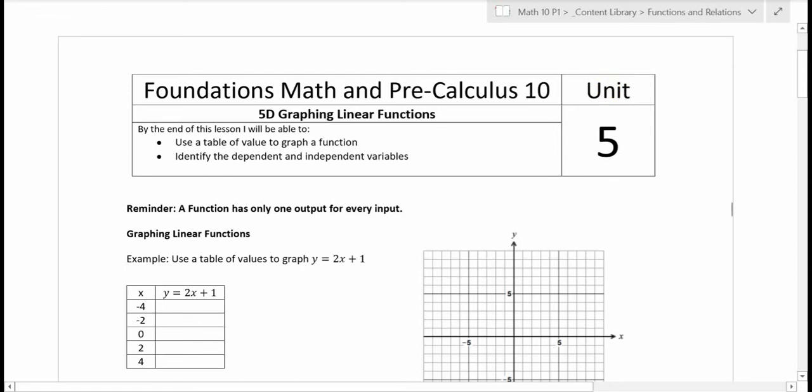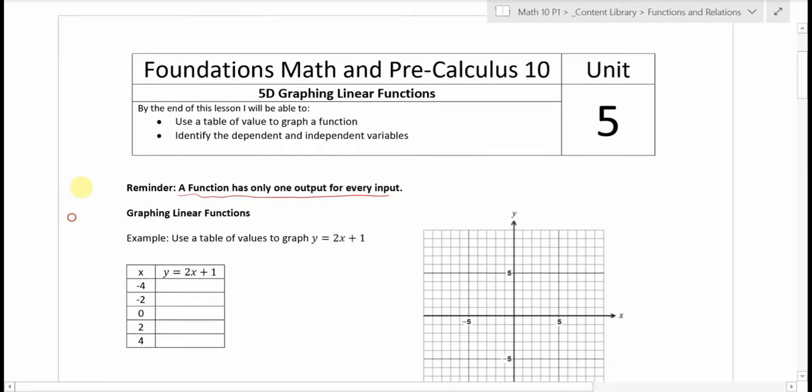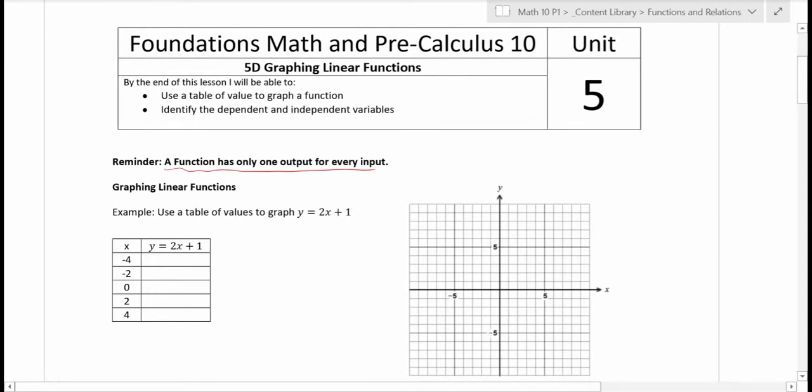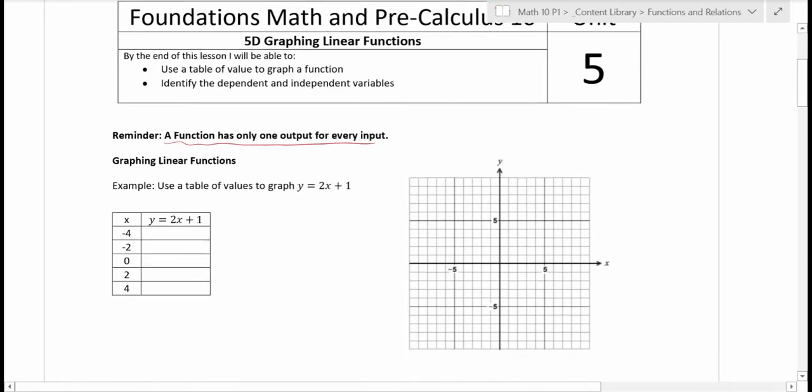Okay, welcome back to the fourth lesson of this unit, and we are going to be graphing linear functions today. Recall a function has one output for every single input, right? So for one x, it only produces one y value. So we can graph this. We've done this before in the past, in Math 8 and 9, but we are going to just review a little bit more graphing lines.